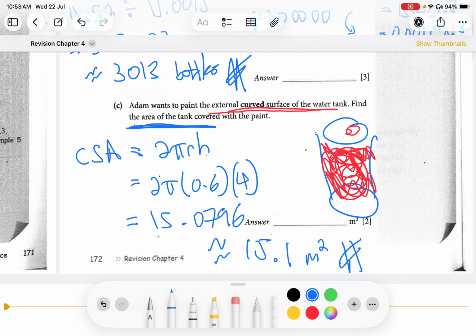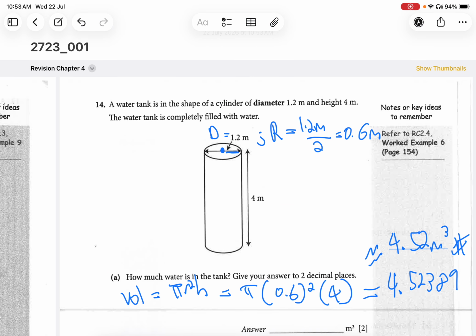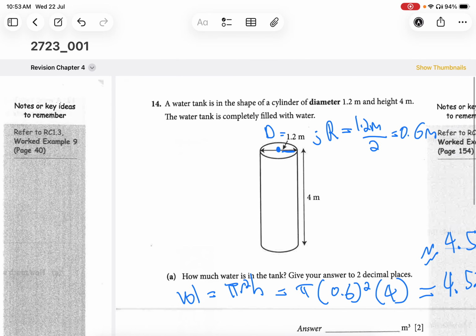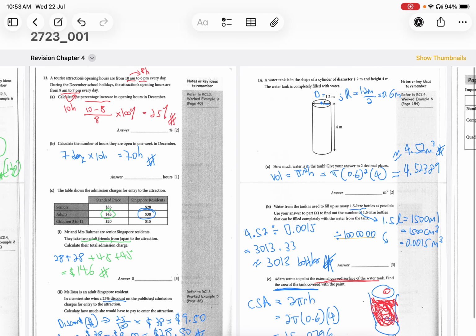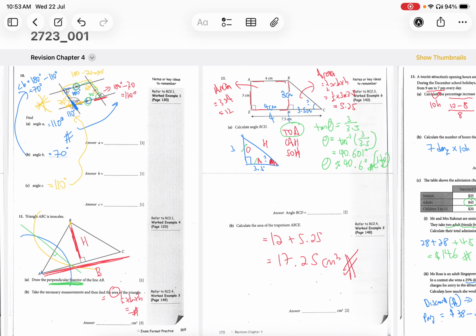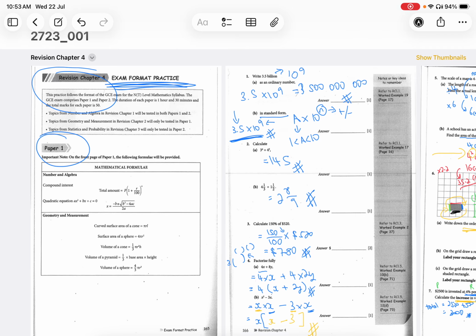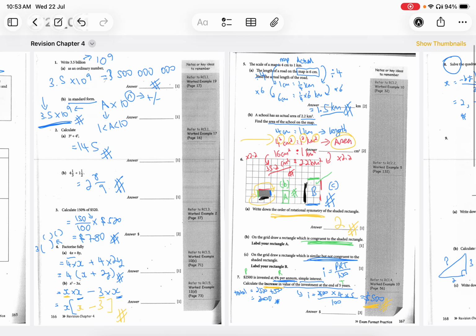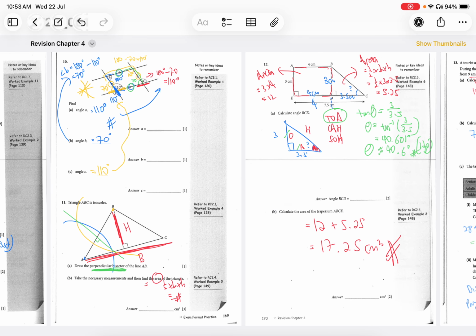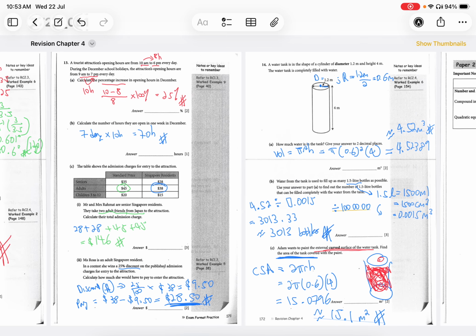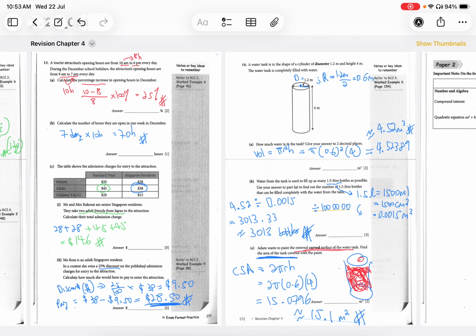Okay, for this one. So okay, that's it. This is the whole thing for the paper one. This is the paper one solution for the practice paper in your workbook. Give it a try. Anything you are not sure about, you can ask in class. Try the paper first, then you can use the video to look through or correct yourself. Okay, thank you.